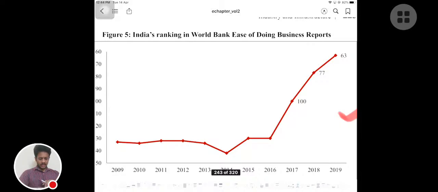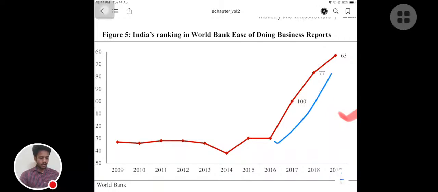So recently, in the 2020 report on the world ranking of ease of doing business, India has reached 63rd position from last year's 77th position. Before that we had a position of 100. Before that we had a position of 130. Before that we had a position of 131. So very swiftly, from 2016 to 2019, there is a sharp increase in ease of doing business.